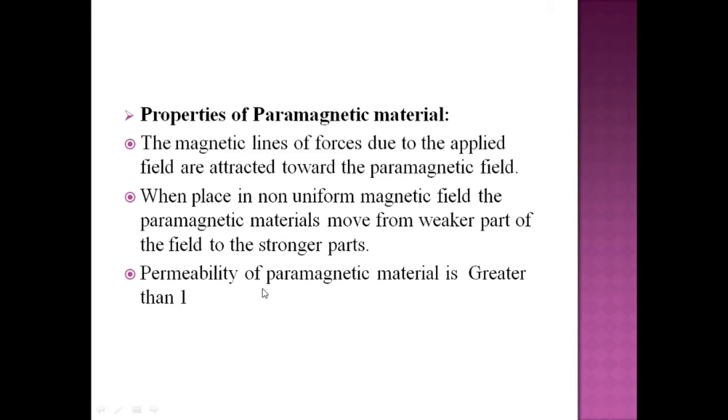Third, the permeability of paramagnetic material is greater than 1. There are also a few more properties: the susceptibility of paramagnetic material varies inversely with the temperature, that is Curie-Weiss law.